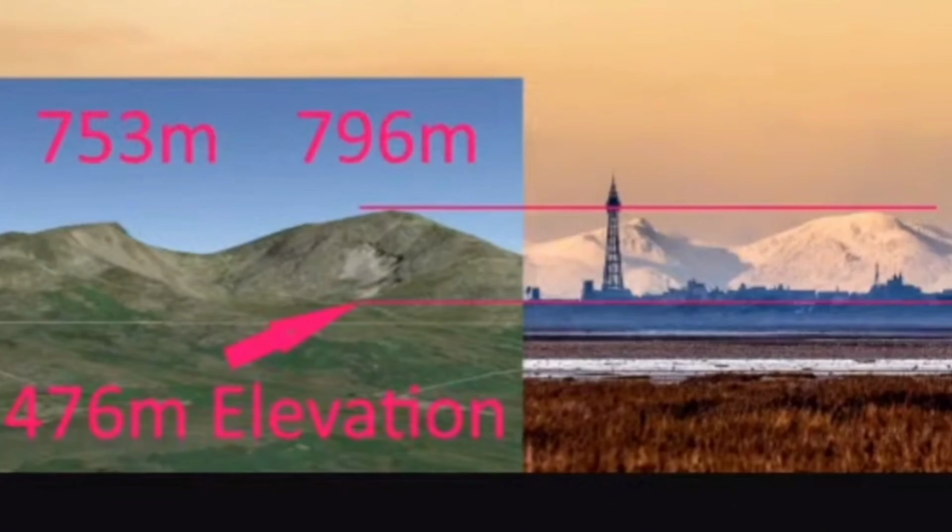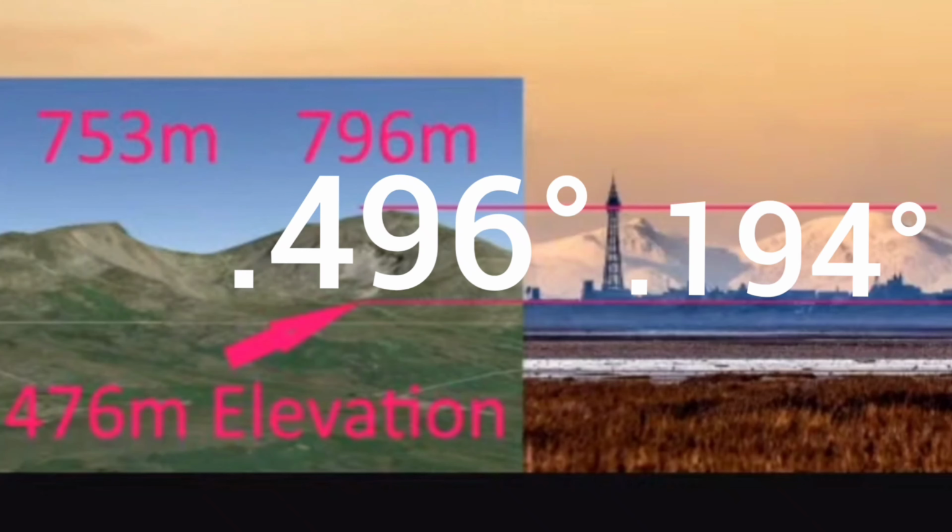So the triangle calculator gave us an angular size in between the pink lines of 0.194 degrees. Now we know that Blackpool Tower from that distance has an angular size of 0.496 degrees. Now you're starting to see the problem here. Blackpool Tower already almost fits in between the two pink lines. So I'm upset I didn't check this out sooner. But they're way off. And this is what it would have to be for there to be a few hundred meters of the mountain underwater.